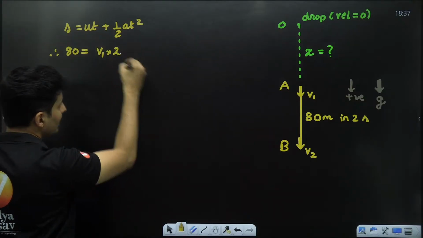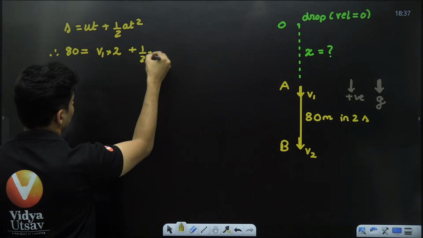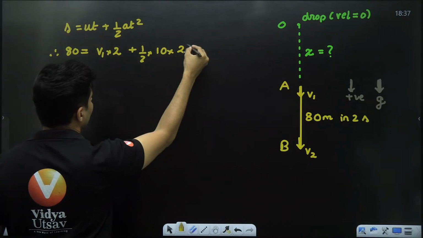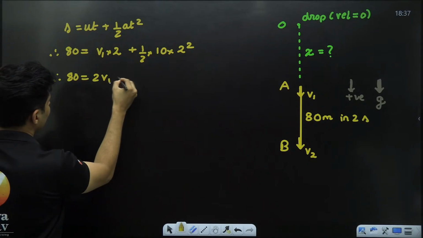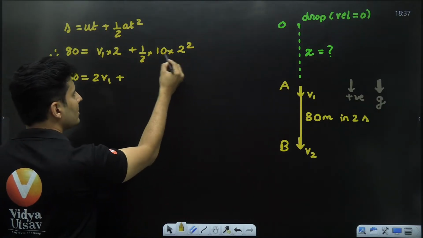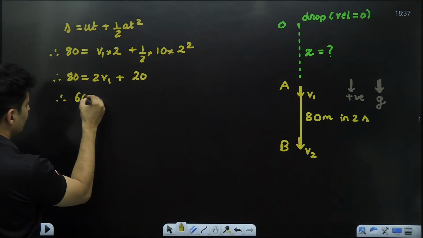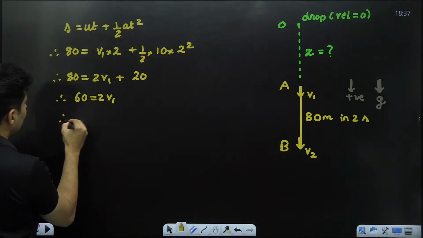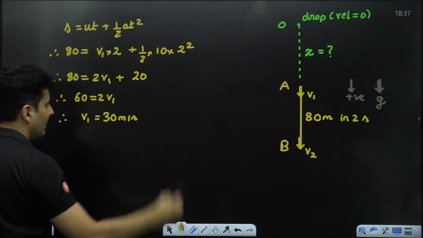Time taken, I know, is already given to be 2 seconds. So acceleration is, let's say, 10, and t is nothing but 2. Okay, let's see what happens now. So 80 is equal to 2 times v1 plus 2, and 2 cancels, 2 into 10 is 20. So 80 minus 20 is 60, so 60 is 2 times v1. Therefore, v1 is 60 by 2, which is nothing but 30 meters per second.